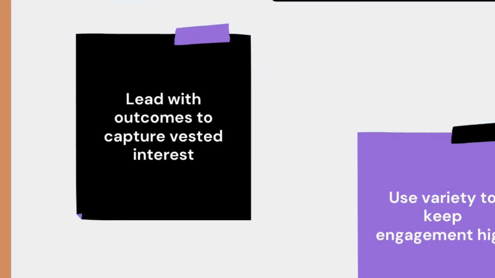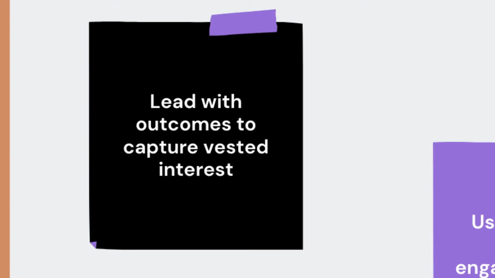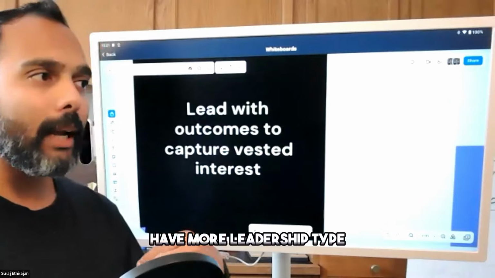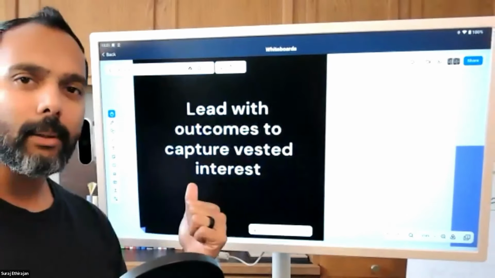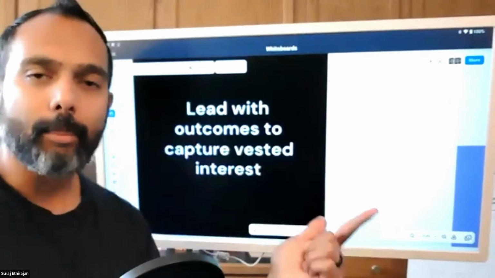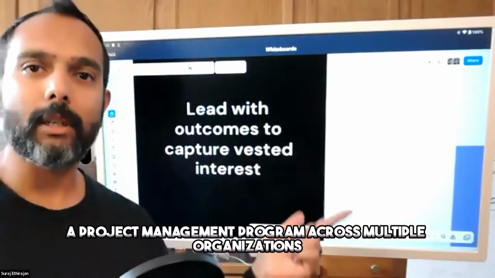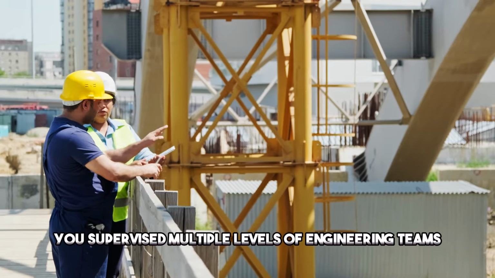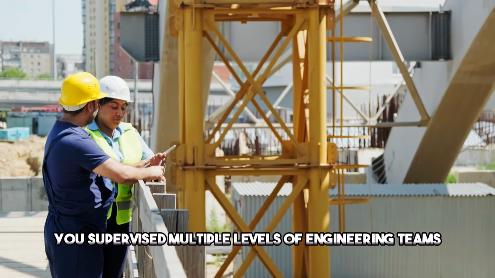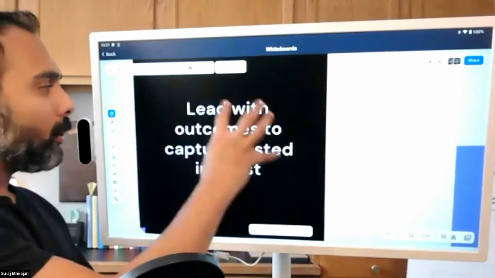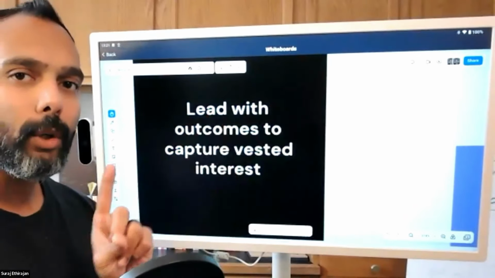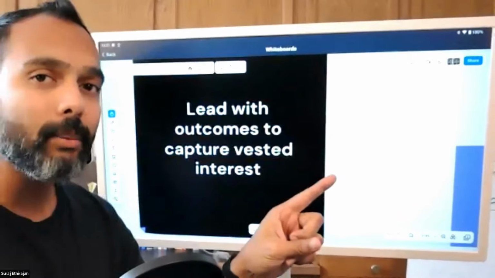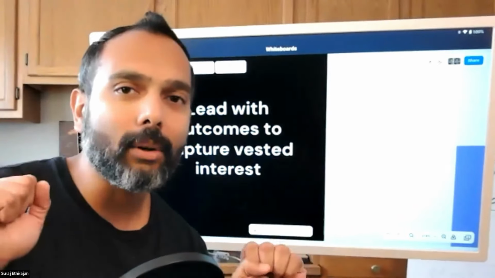So obviously, you're going to lead with outcomes that capture vested interest. Meaning, if you're applying for a managerial role, you want to have more leadership type terminology in your resume, and you want to start leading with that. So for example, you spearheaded a project management program across multiple organizations. You supervised multiple levels of engineering teams. So things of that nature, you want to lead with vested interest, because in your resume, they're mapping what you are able to provide as value to what value they need in their organization.